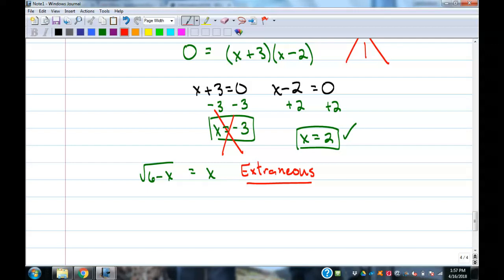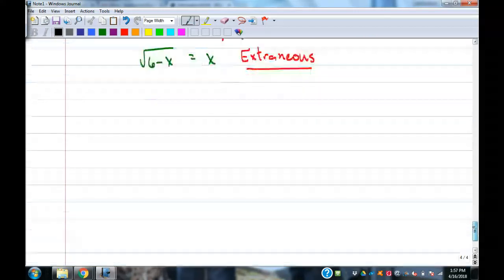All right. Okay, so the negative 3 is thrown out. The only solution we have here is 2. Okay. Let's look at another one.